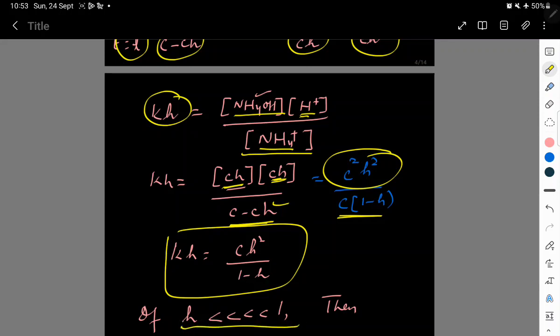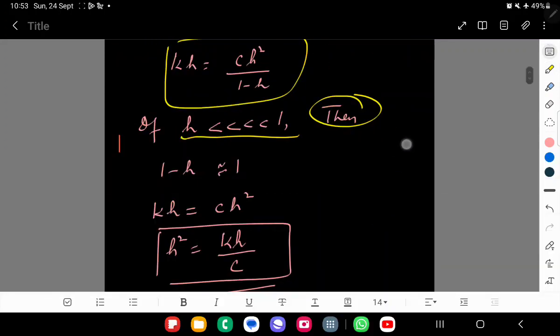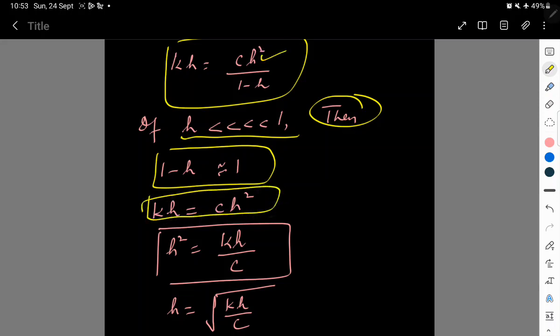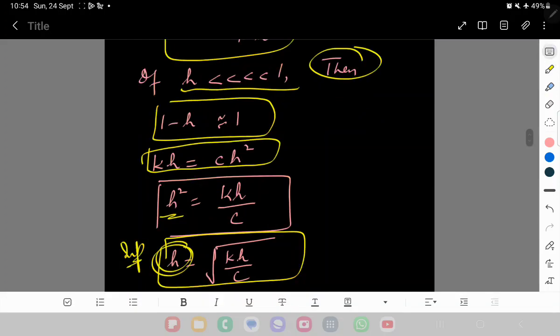If h is very much less than 1, then 1 minus h is approximately equivalent to 1. Now Kh is equivalent to Ch square. From here h square can be written as Kh by C, and h is simply the square root of Kh by C. This is the formula for degree of hydrolysis. This is an important formula.